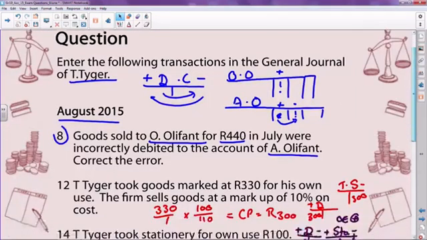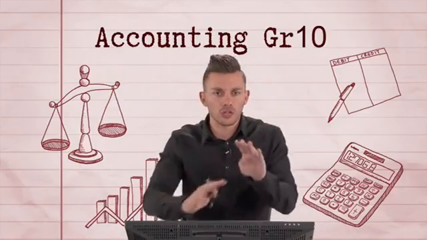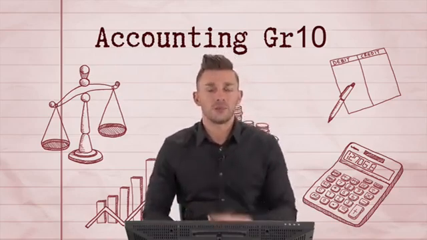Let's go look at another transaction that you can complete for me. Number 16, in Langa, a debtor was declared insolvent. Now, a check for the final dividend of 40 cents in the rand on a debt of 600 rand had been received from his attorneys and entered in the CRJ. Now, what do you need to do? You need to write off the balance. So I hope you can remember that I gave you a nice schedule to draw and to calculate the missing amount. So go and complete it. I'm giving you a minute.